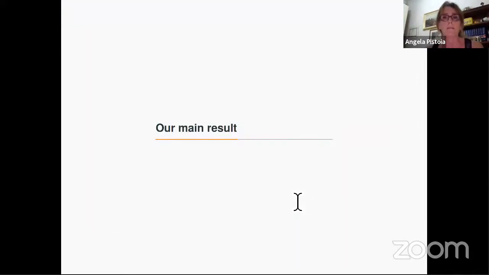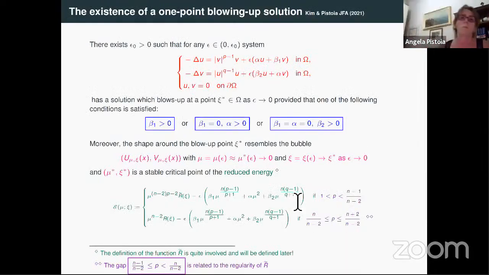Okay, let me tell you the main result we have. We have many results, but this is the easiest to put. So I am talking about a solution with only one blow-up point. Okay. So what we prove is the following: if epsilon is small enough, this system has a solution which blows up at a point xi star in the domain omega, if one of the following conditions is satisfied.